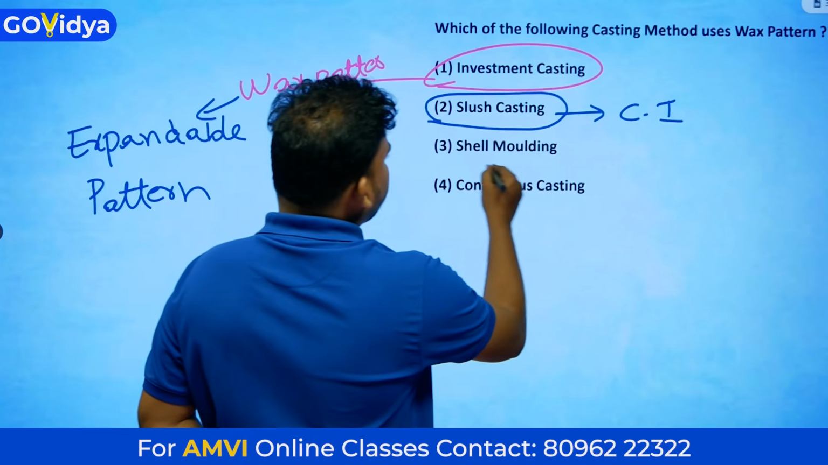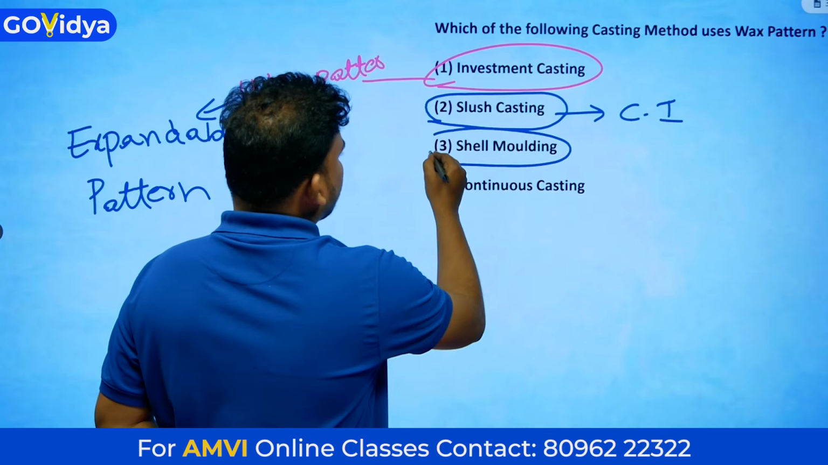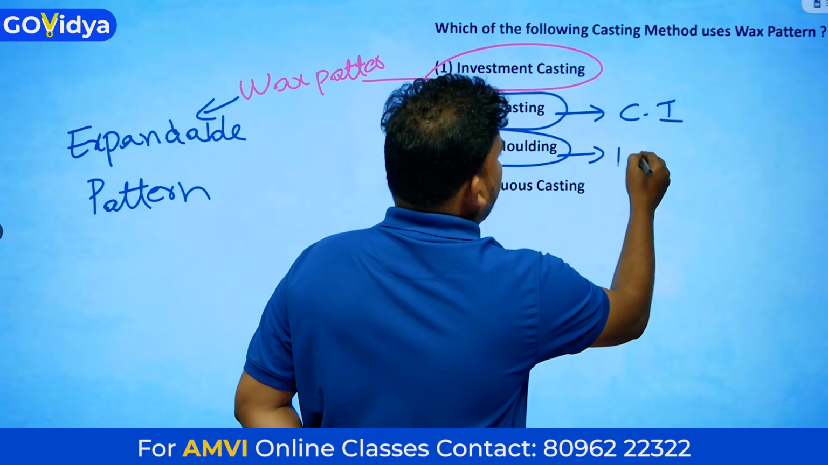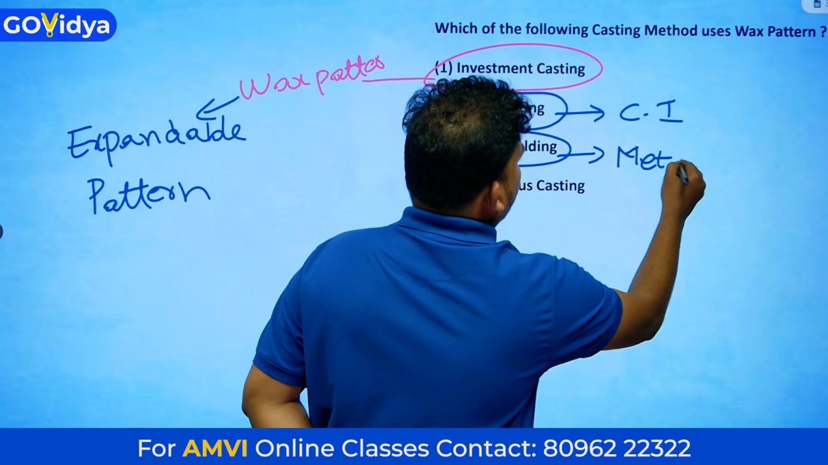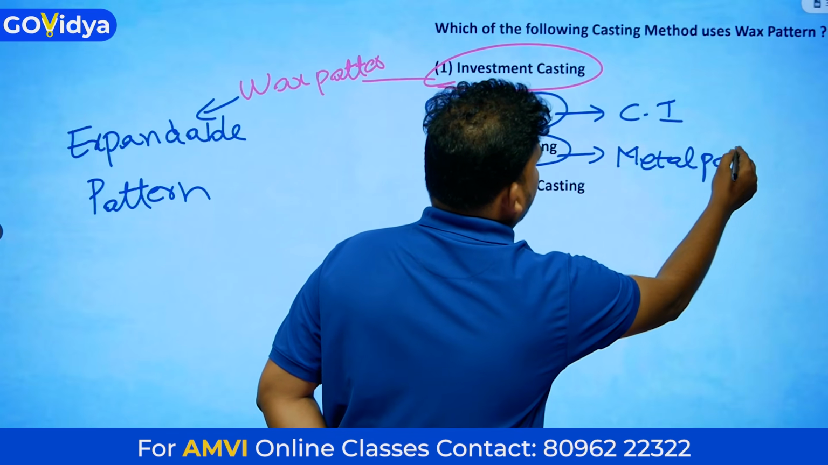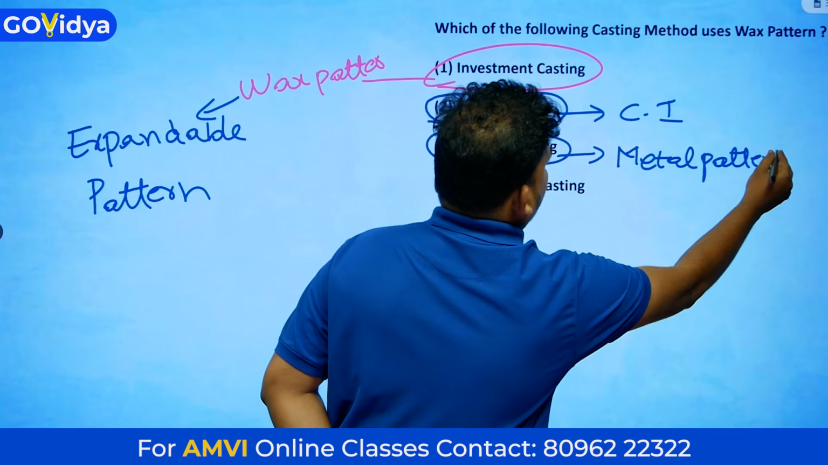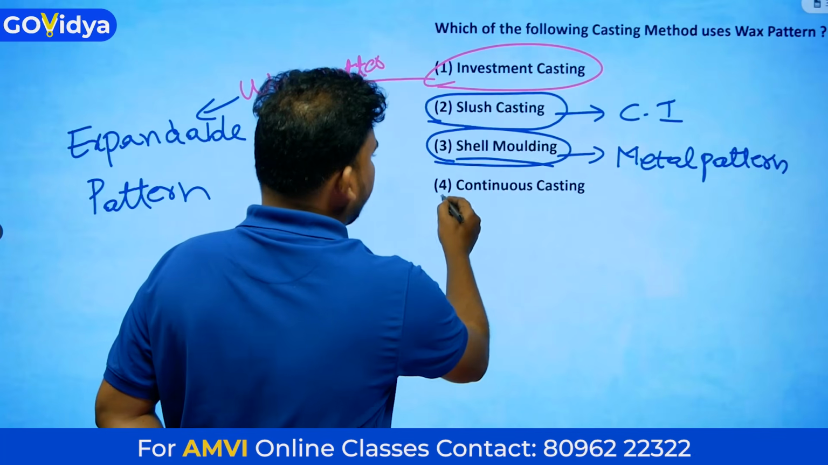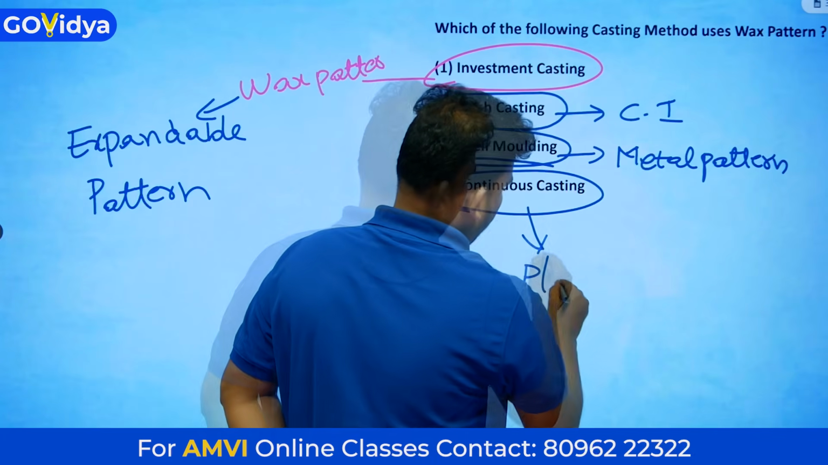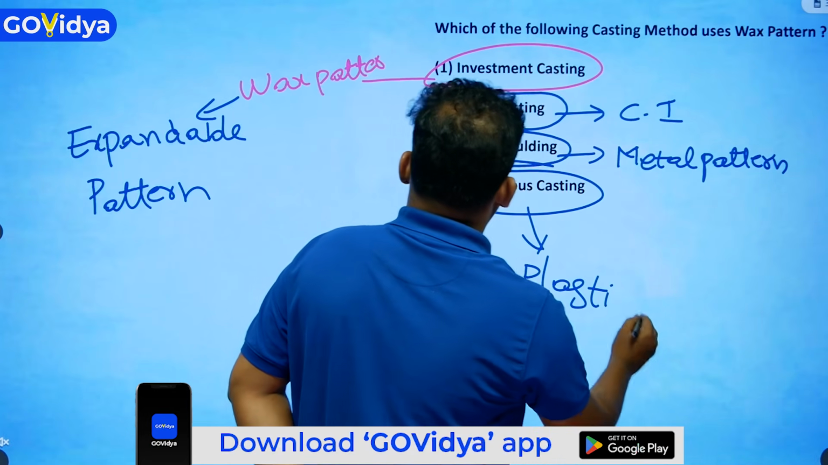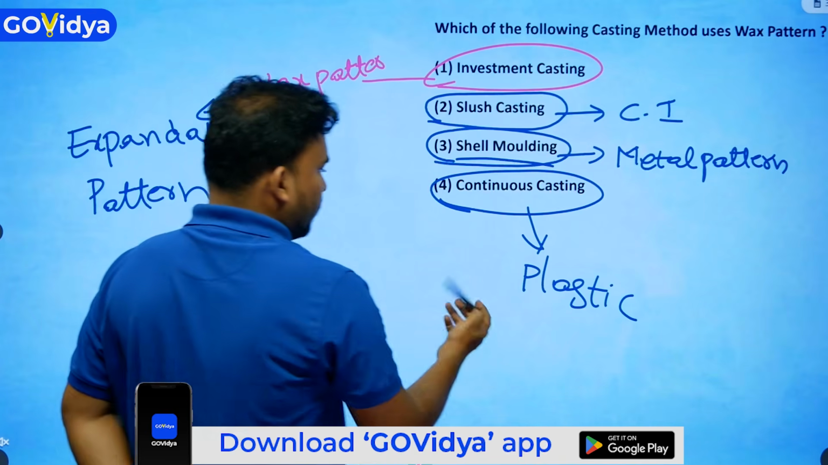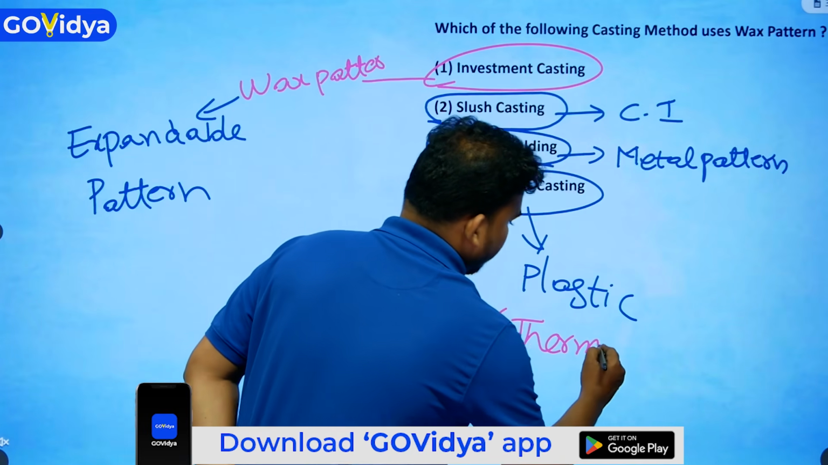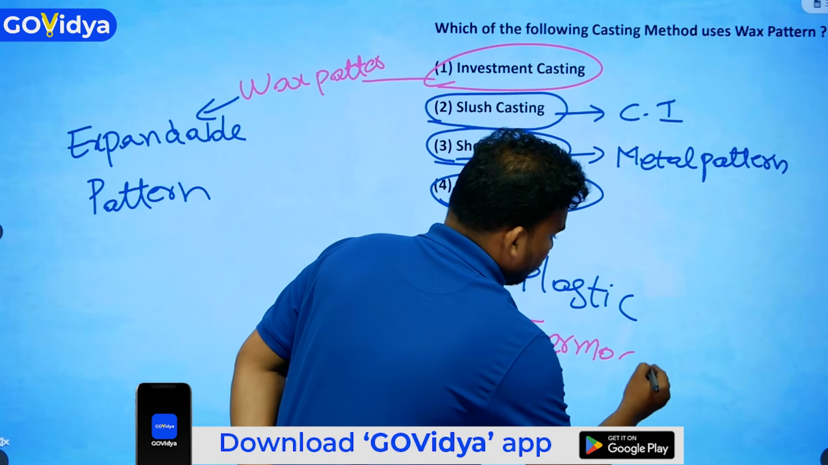In shell molding also we are using a metal pattern. Metal pattern also we are using in shell molding. In continuous casting we are using plastic. In continuous casting, like thermocol, also in the casting, continuous casting process, thermocol.